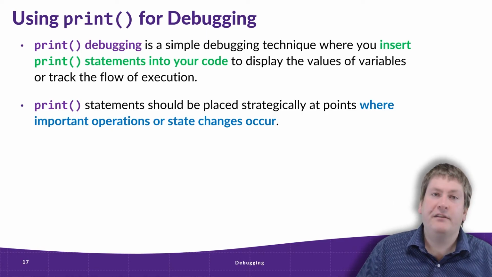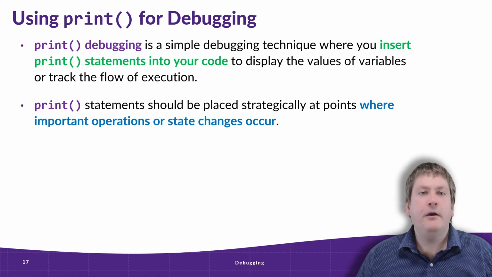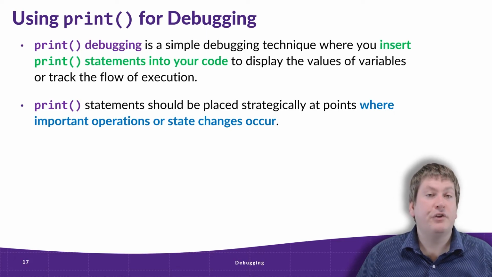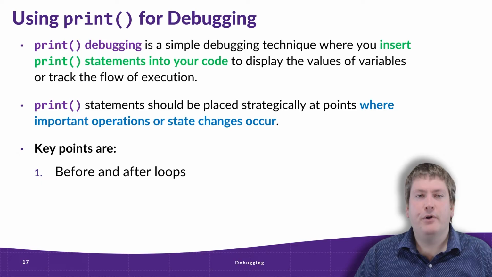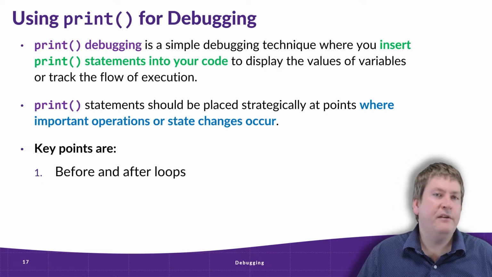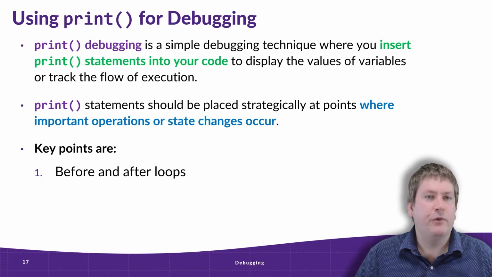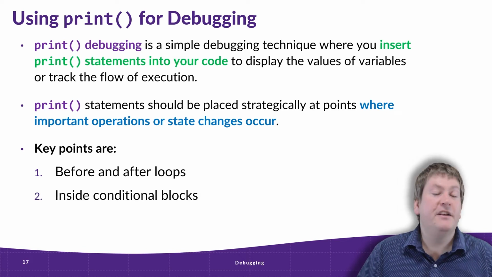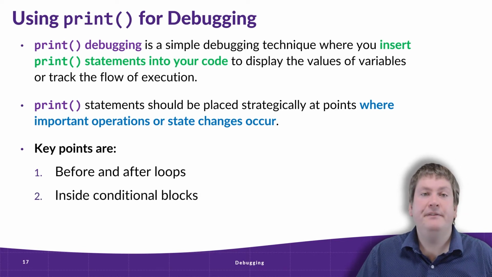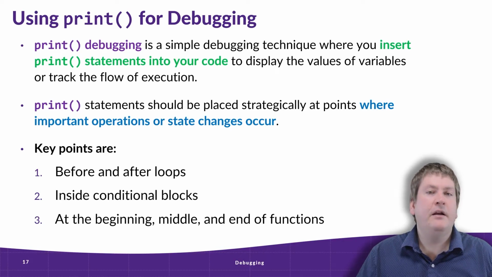Are we actually entering this loop? By putting print statements there, we get some output to the console to let us know if that print line was actually triggered, and if it was, what values it's printing out. So what are these strategic points? Well, that can change program to program depending on what you're doing, what your bug is, but some good ones, as a general rule, are before and after loops, inside conditional blocks like if statements, and at the beginning, middle, and end of functions.